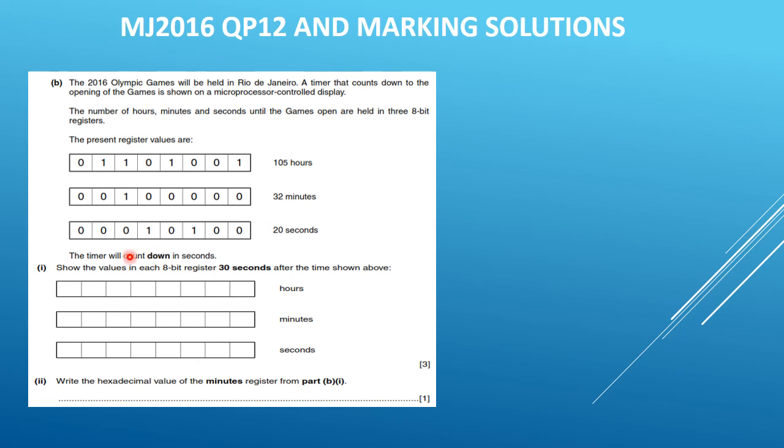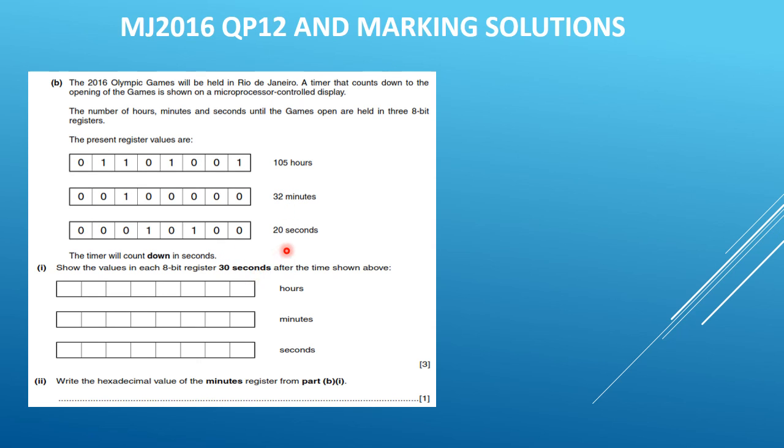Now we need to focus upon this term countdown. Countdown is, for example, if you want to count down from 10, then 10, 9, 8, 7, 6, 5, 4, 3, 2, 1. This is how the countdown goes on. In part 1, it asks, show the values in each 8-bit register 30 seconds after the time shown above. Now we need to count down 30 seconds. It basically means that we need to subtract 30 seconds from the given time.